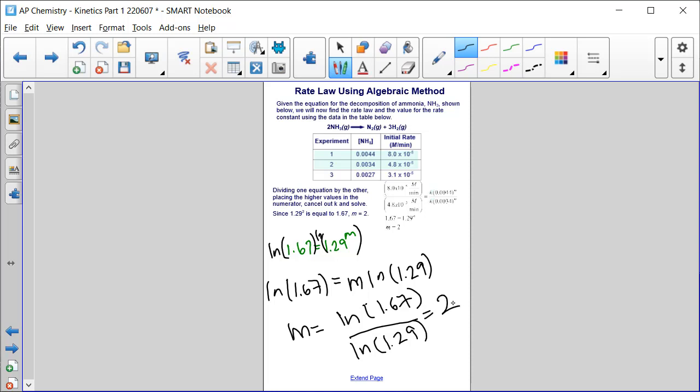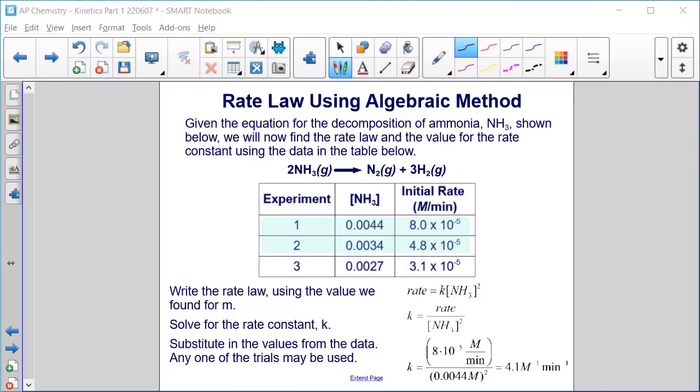Okay, so you can certainly use the guess and check method to figure out your m in these irregular situations. But in case you wanted to see the algebra shown so that you could do it on your own with a calculator, I've demonstrated it for you. So in this case, for this reactant NH3, this reaction rate is second order with respect to the NH3. All right, so just continuing this example, I'm going to write the rate law using the value that we found for m.